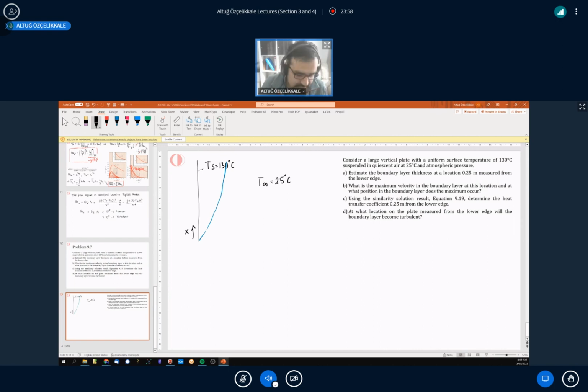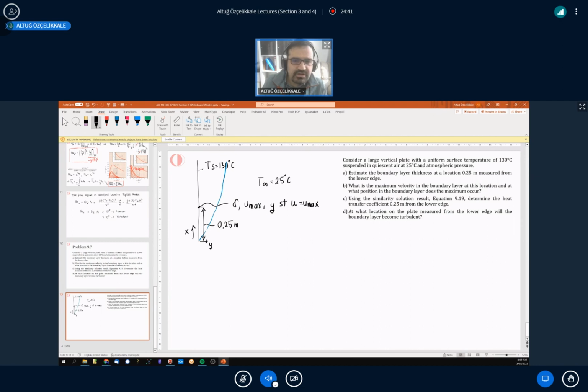Okay, and then it is being asked, there's a certain distance at a particular location. Let's call this location over here x of 0.25 meter. And we are being asked at that location, what is the thickness of the boundary layer? What is the maximum velocity? And what is the y location such that this maximum velocity occurs, right? And here is the y direction. That's essentially what is being asked.